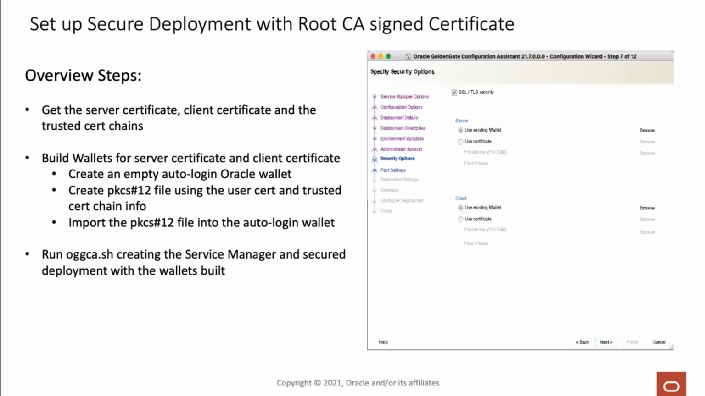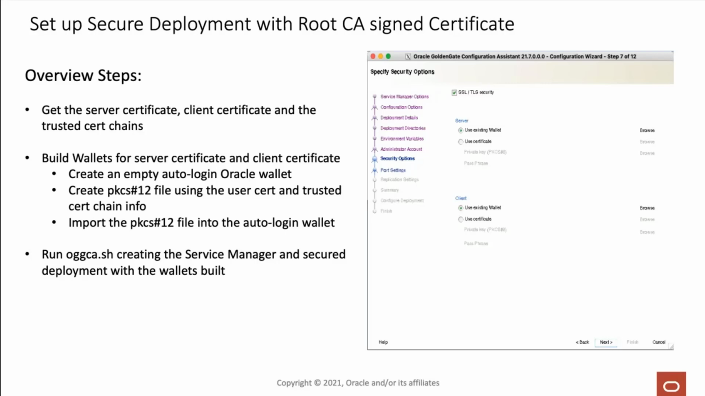I know most users, when they get a certificate from their security team, are not going to get a wallet, right? They will get the public certificate, the private key for their user certificate, and also the root CA certificate, or they also will get a bunch of intermediate trusted root certificates.